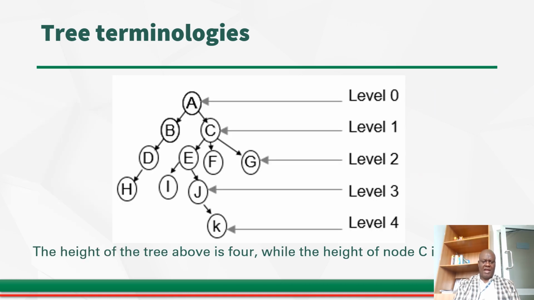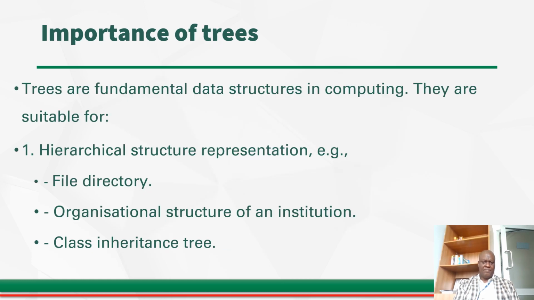So the height of the tree above is 4. Look at it, level 0, that is the root, level 1, 2, 3, 4. While the height of node C here is 3, height of node G here is 2, height of node J is 1, and then the height of node K is 0, as the case will be.